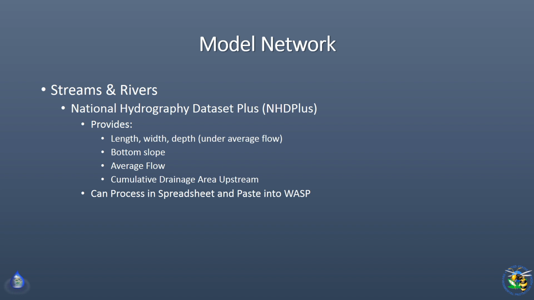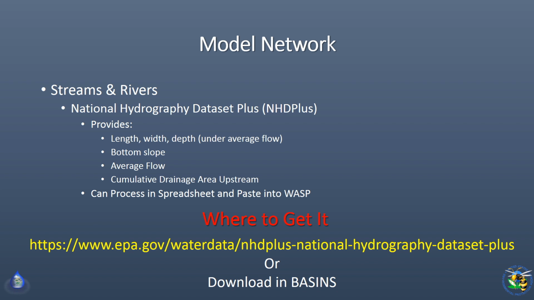And we can get the information from the NHD Plus coverage, which you can get as a GIS coverage, put it into a spreadsheet and develop our segmentation and then paste it into WASP. And I'll also show you another method where there's a plug-in tool with BASINS that allows you to develop a WASP network from NHD Plus. But where do you get this information? Well, there's a website for downloading the NHD Plus information, or you can download it directly inside BASINS and then process it with the WASP network tool, which I'll show you in just a little bit.